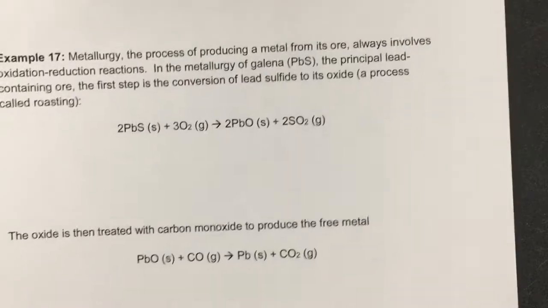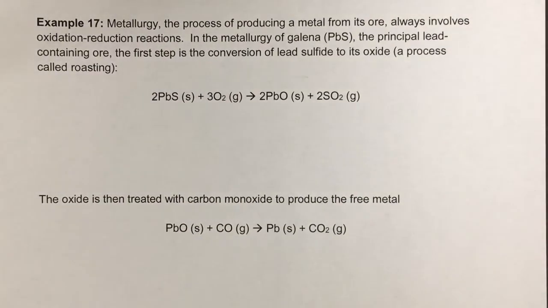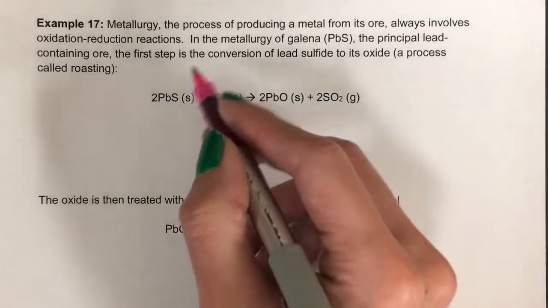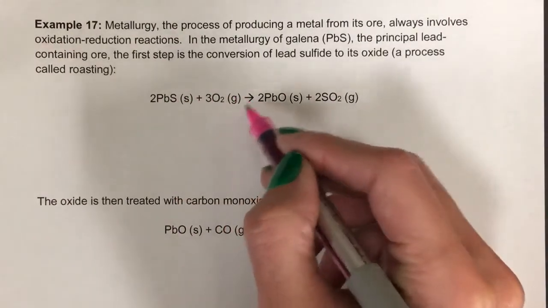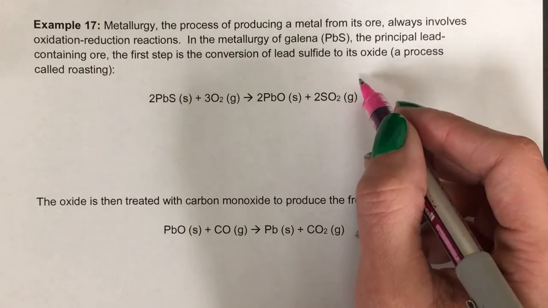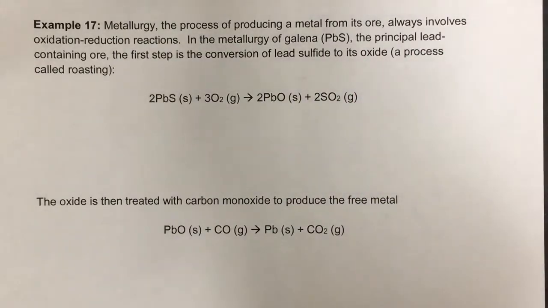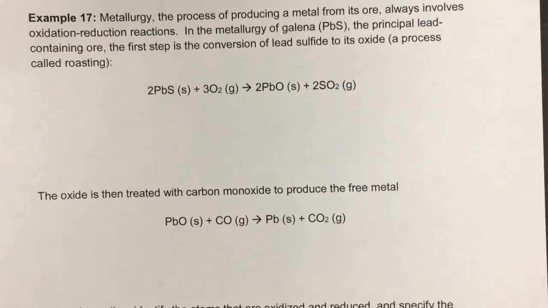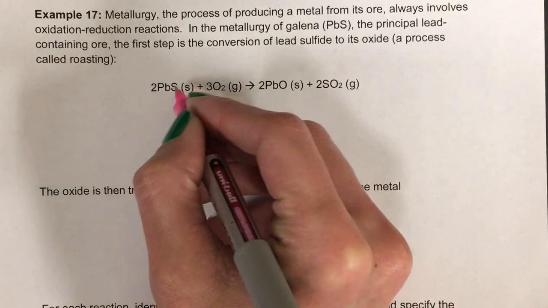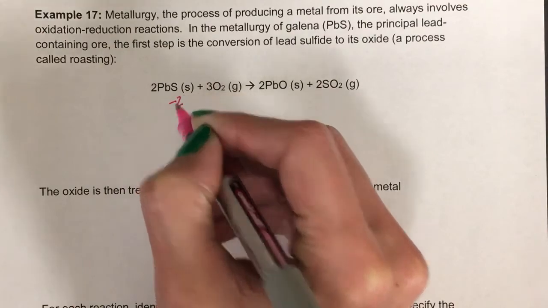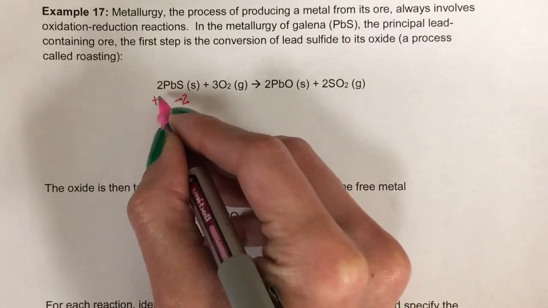So here we've got two different reactions that we're solving. This reaction takes place in 2 steps. The first step is we've got lead-2 sulfide reacting with oxygen to form lead-2 oxide and sulfur dioxide. So we want to determine who's oxidized, who's reduced, who's the oxidizing agent, and who's the reducing agent. So here's what we're going to do. PbS is an ionic compound. In the ionic compound, sulfur has a charge of -2, so lead's going to be a +2.